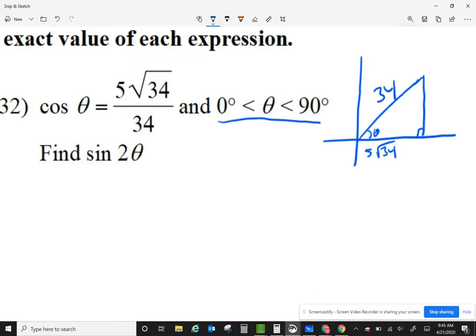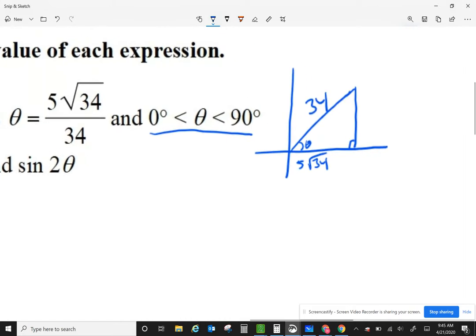Remember, cosine is adjacent over hypotenuse, so I was given the adjacent and the hypotenuse. Let me solve for the opposite side. This side, let me call it x. So I have that 5 radical 34 squared plus x squared is equal to 34 squared.